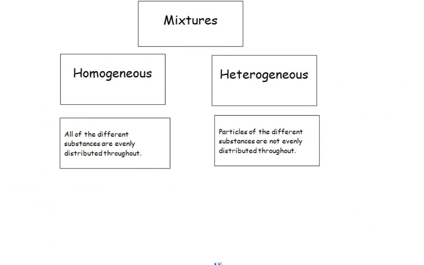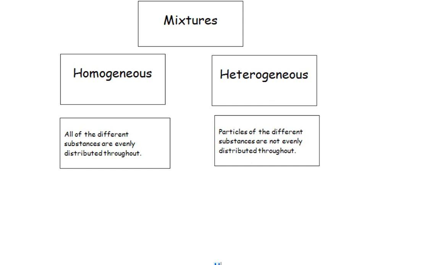Mixtures are a little different. We kind of said in a mixture you have a physical combination of different substances. In a physical combination, everything keeps the same properties, different than a compound, which was a chemical combination where the properties change. The mixture can be classified into one of two categories, homogeneous and heterogeneous.